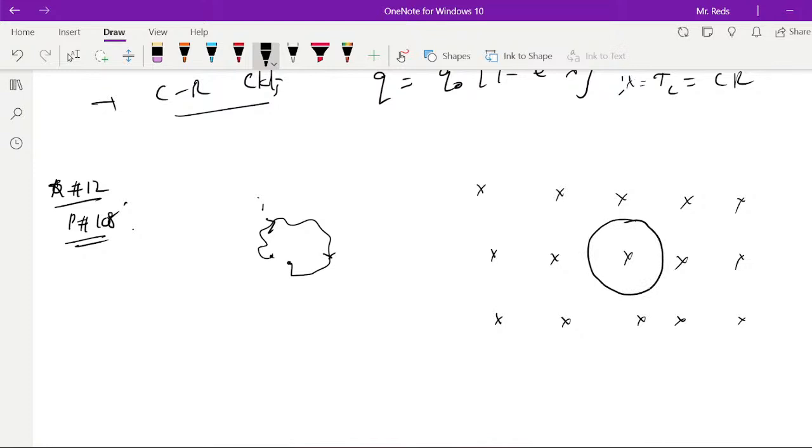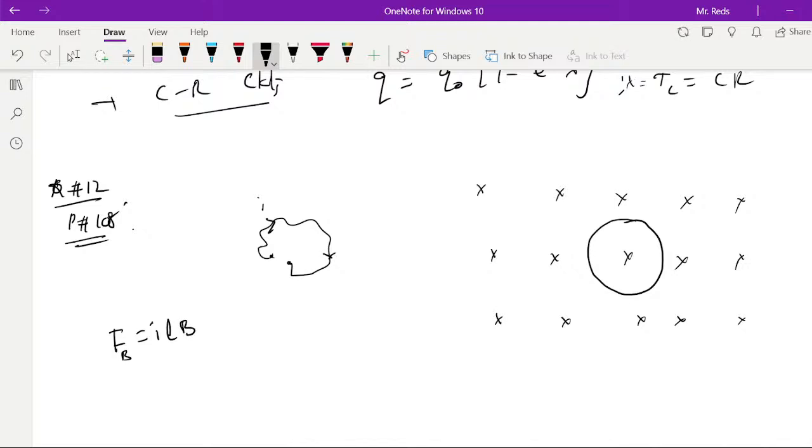Why? Because whenever a current is flowing in a wire and that wire is kept in a magnetic field, a force will act on the current carrying wire or coil in the magnetic field. That force on the current carrying coil is given by F_B, the magnetic force, equal to the current in the coil into the length of the portion of the coil into the strength of the external field where you kept it. So ILB is the magnetic force.